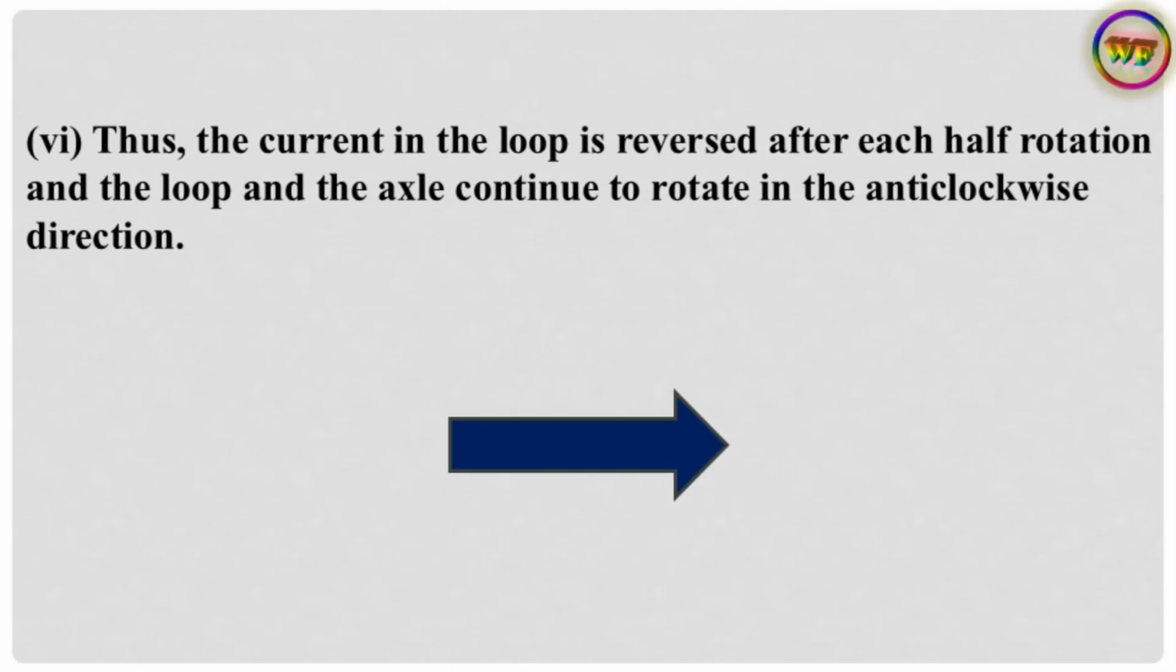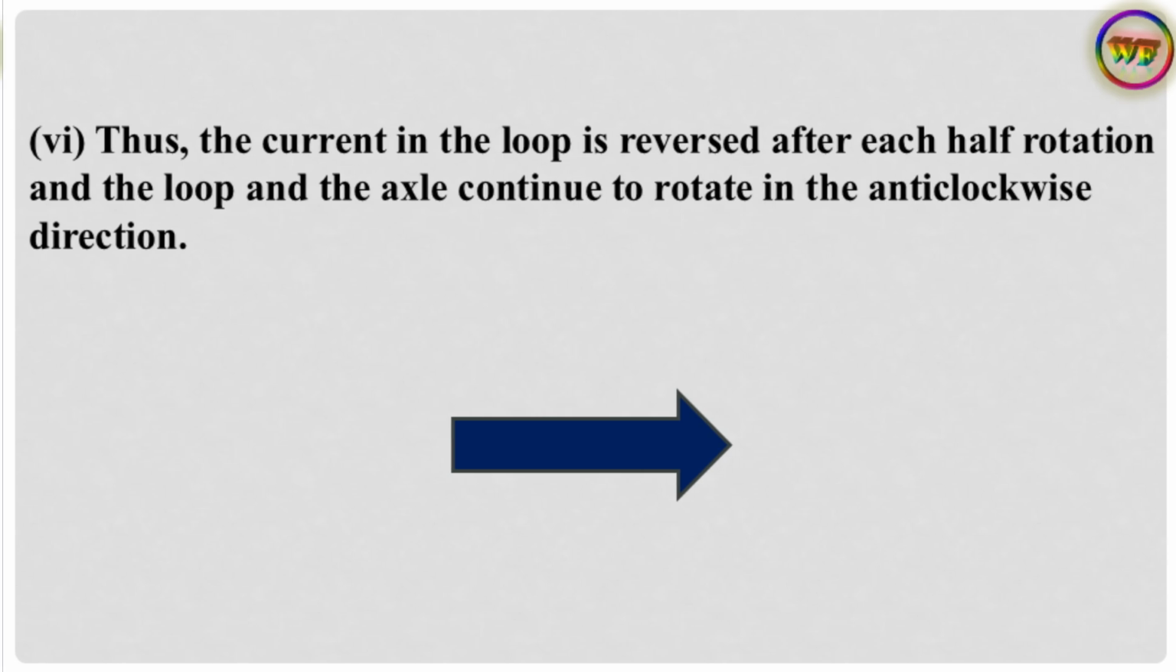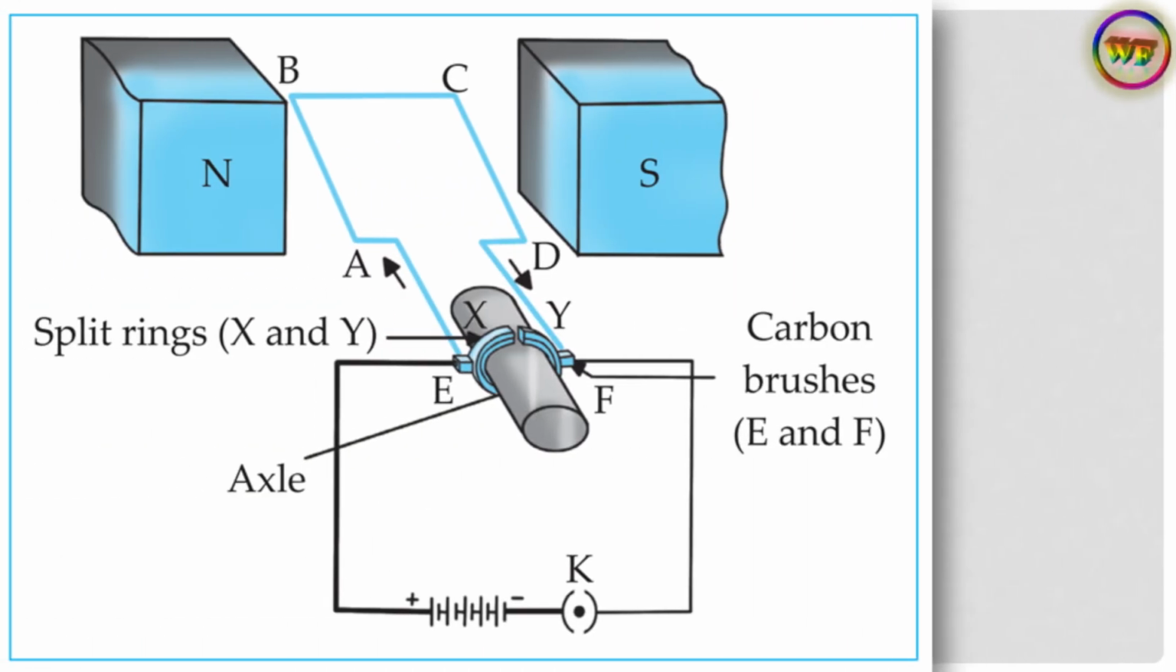Point 6. Thus, the current in the loop is reversed after each half rotation, and the loop and the axle continue to rotate in the anticlockwise direction. Continuation of the answer diagram is given directly.